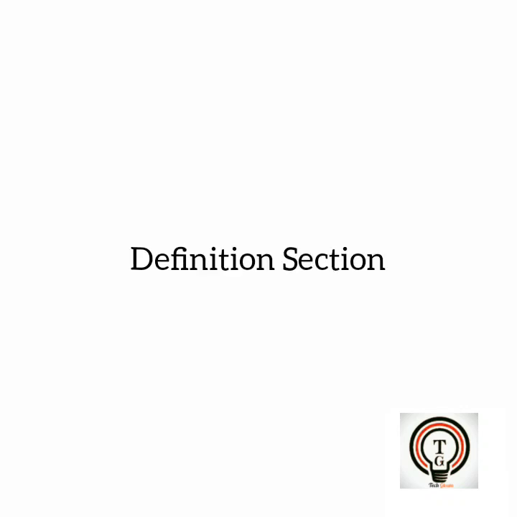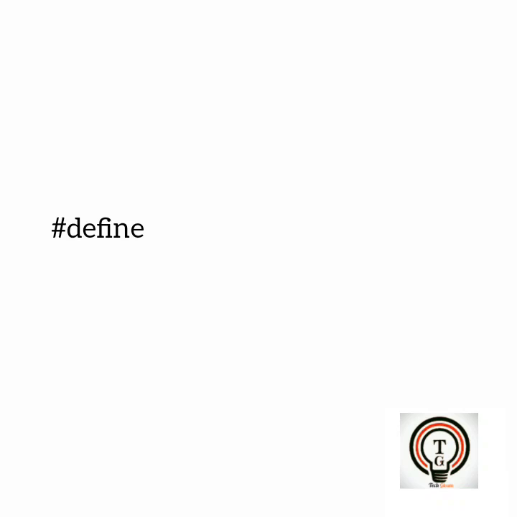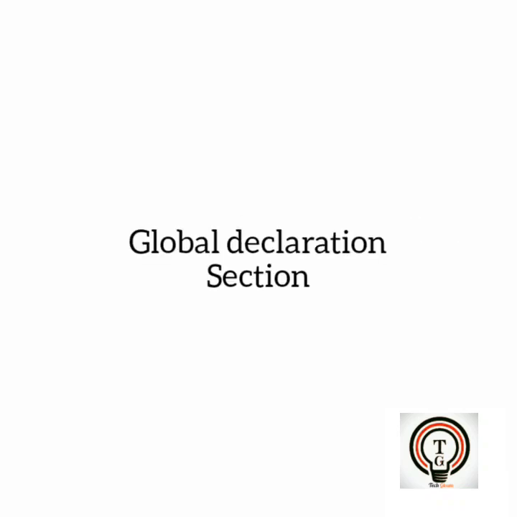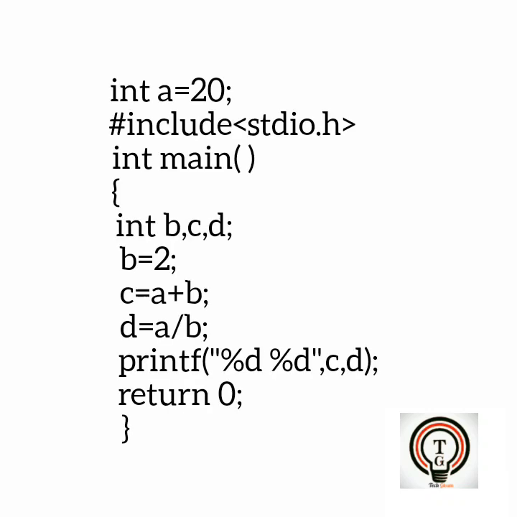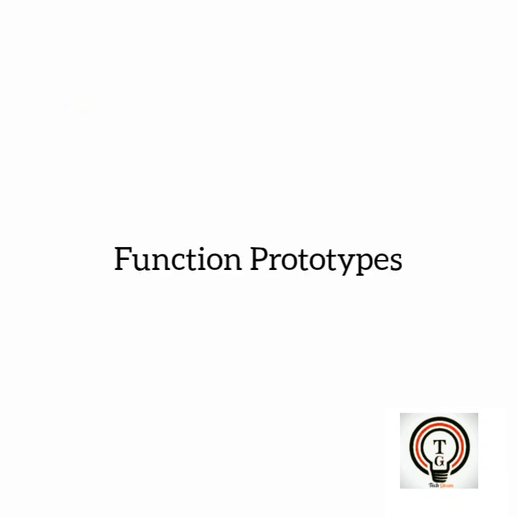Definition section. In this section, we can define some variables and assign some value to it. The syntax is hash define, name of the variable and value. Next comes global declaration section. When a variable is used throughout the program, we can place it before the main function so that it is accessible throughout the program. Next comes function prototypes.